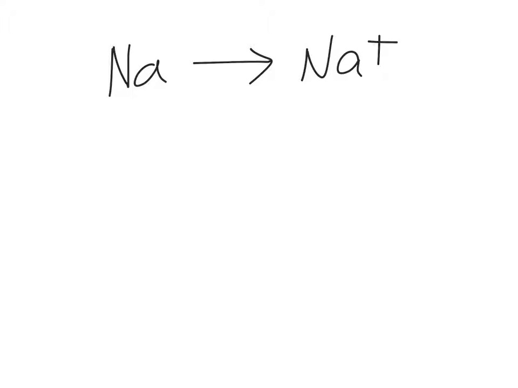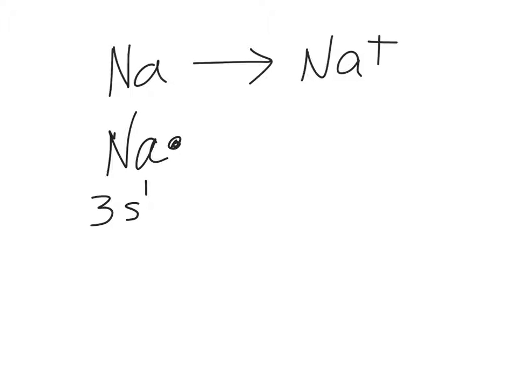Now we could show that with a Lewis dot model. So we know that you start with the sodium atom, and if you look on the periodic table, you'll see that the valence shell electrons for sodium are 3s1. So that means if I want to show my electron on this sodium, I could just show one electron, because there's one electron in the valence shell.